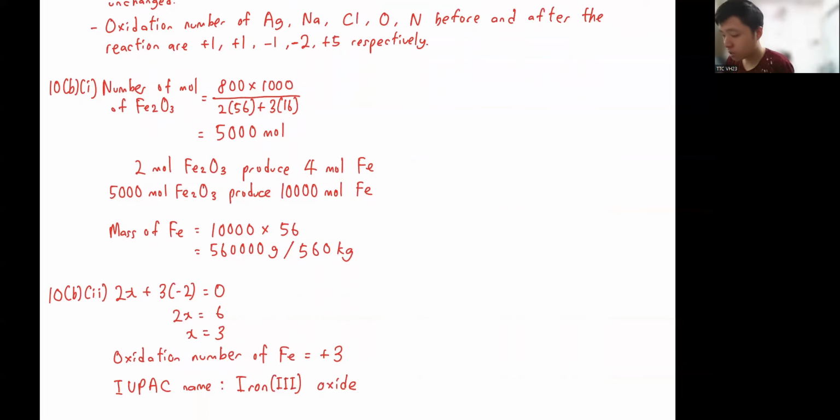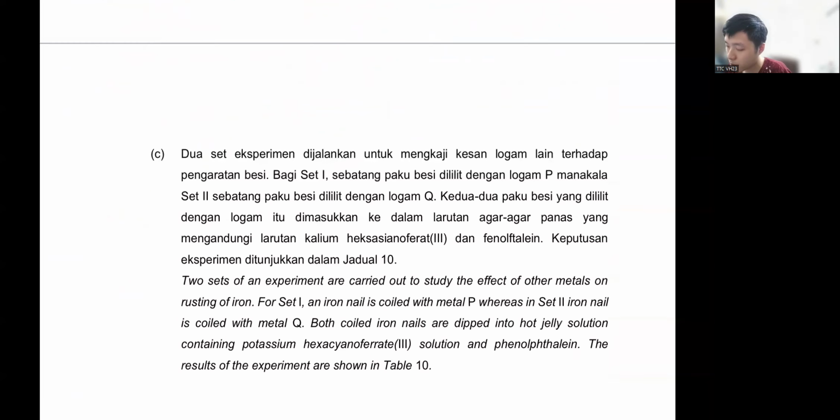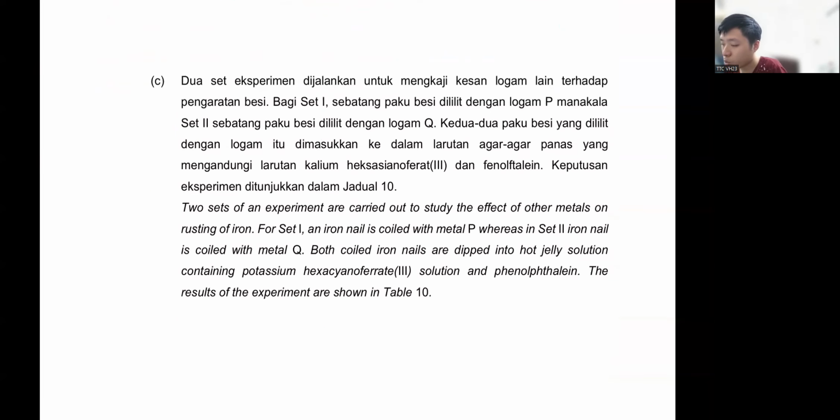Okay, then you look at C. Now C: two sets of experiments are carried out to study the effect of other metals on rusting of iron. For set 1, an iron nail is coiled with metal P. Set 2, iron nail is coiled with metal Q. Both coiled iron nails are dipped into hot jelly solution. Sometimes maybe they ask what is the purpose of putting the hot jelly solution? It's just to make the color clearer so you can see.